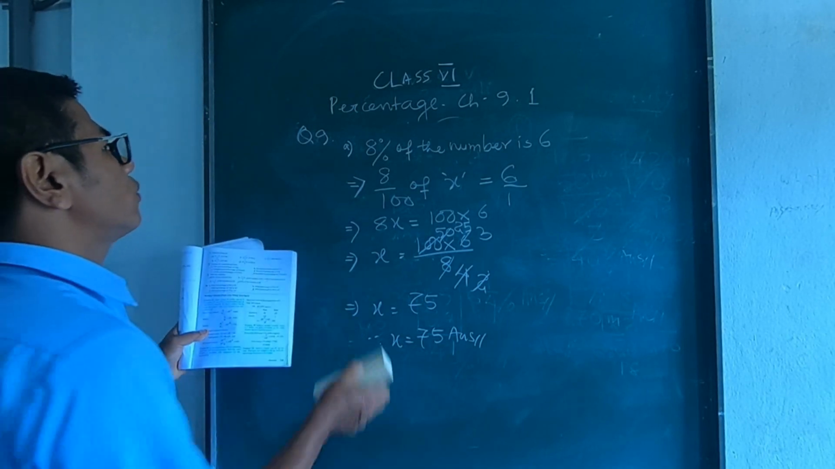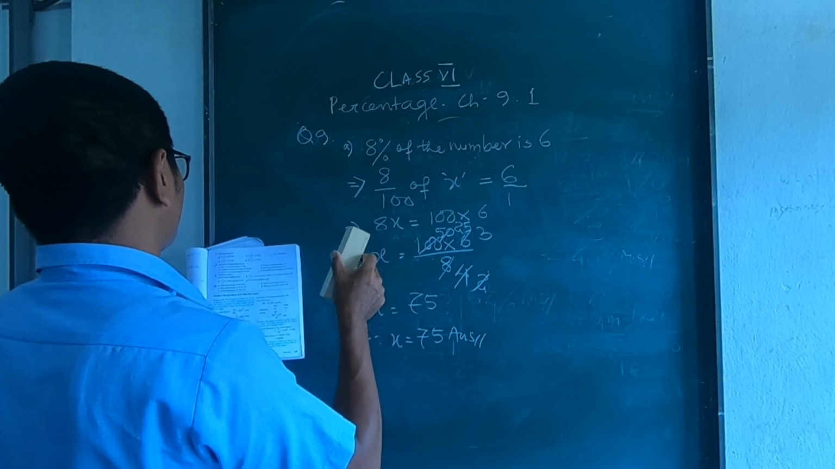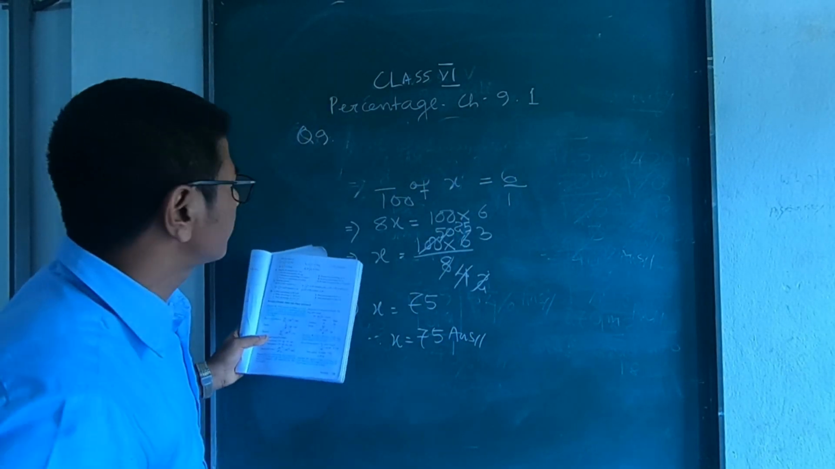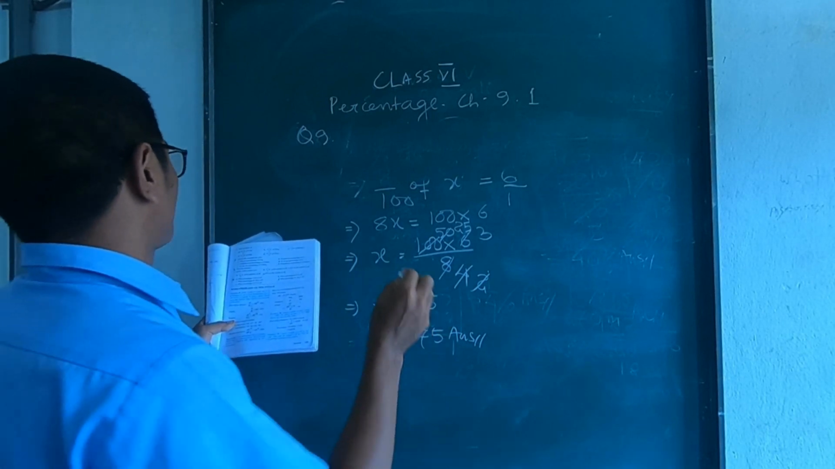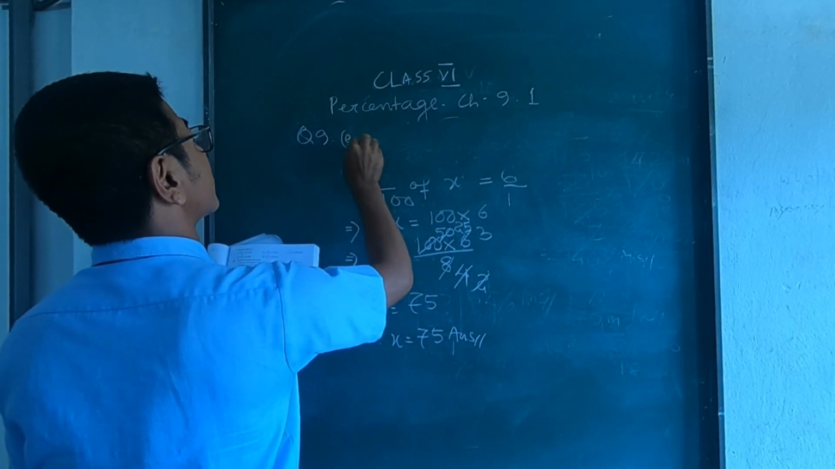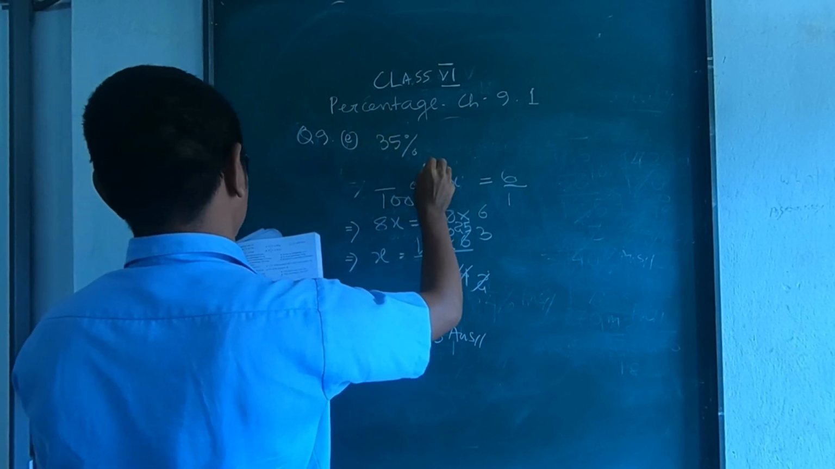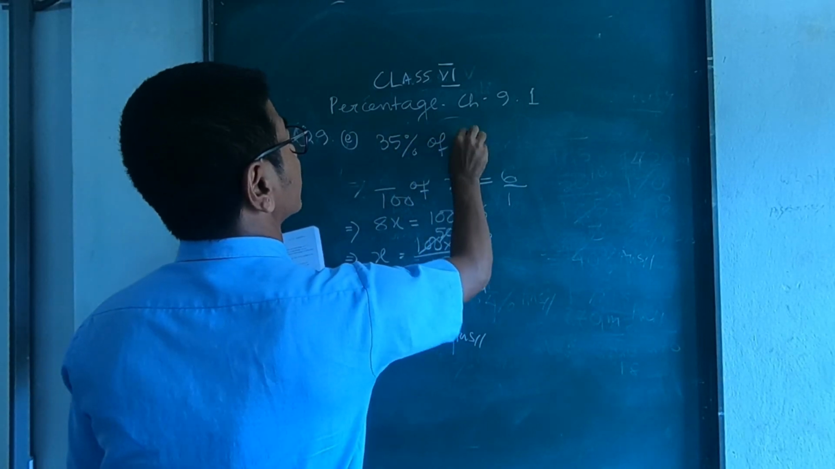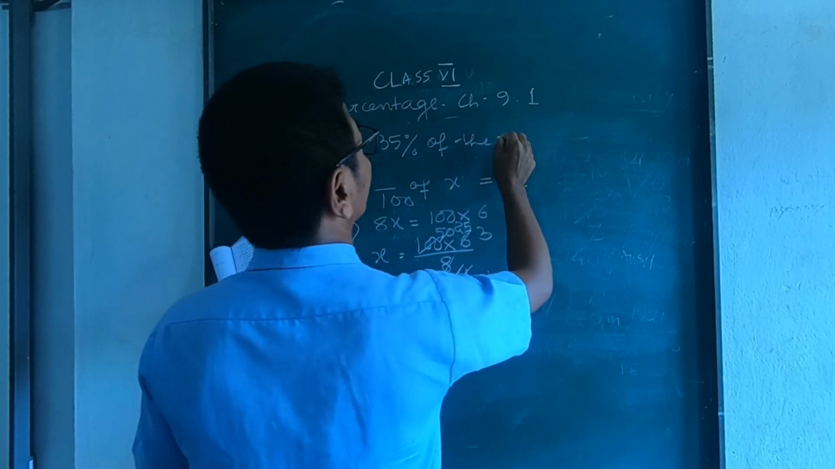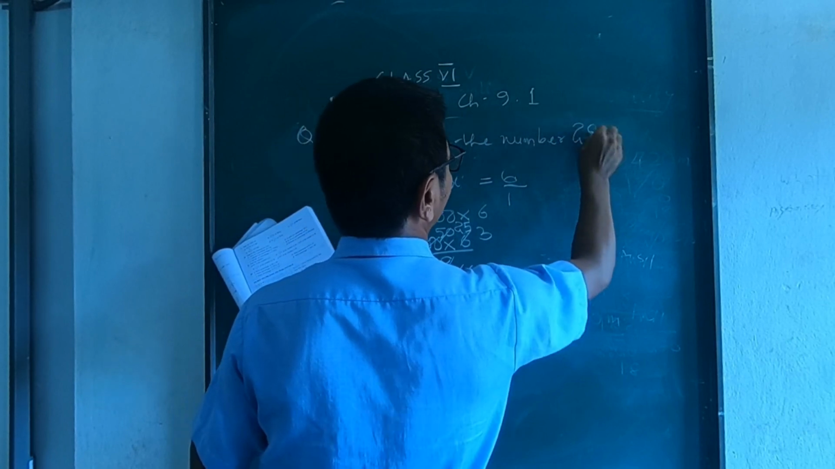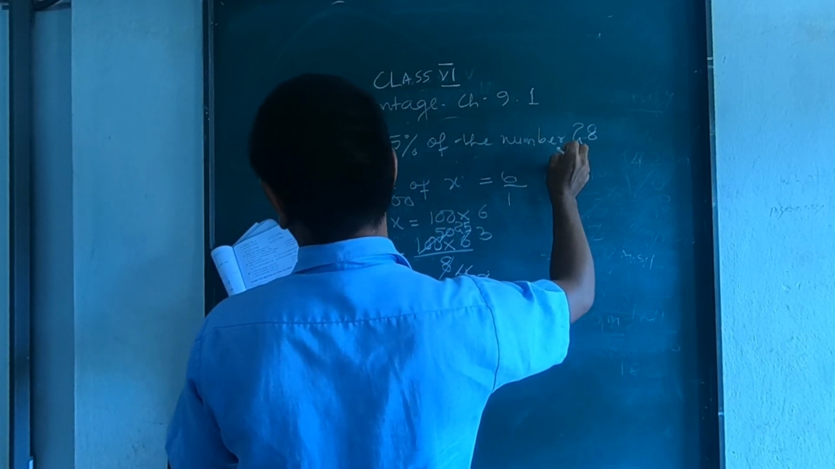I'll do one more for you. I'll be doing question E. Question E reads like this: 35% of the number is 28. Number is 28.